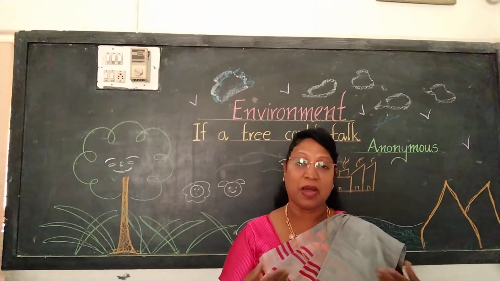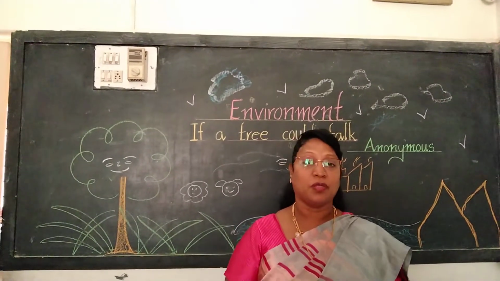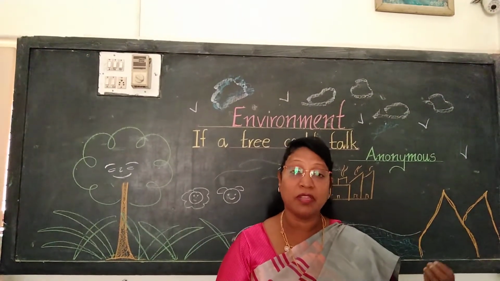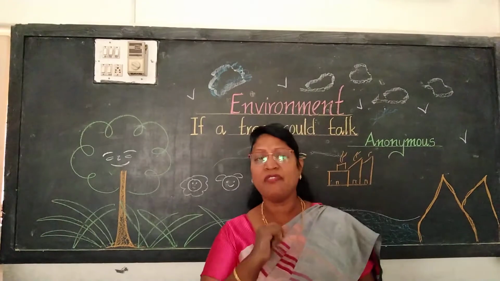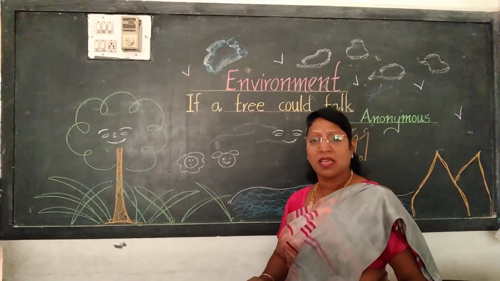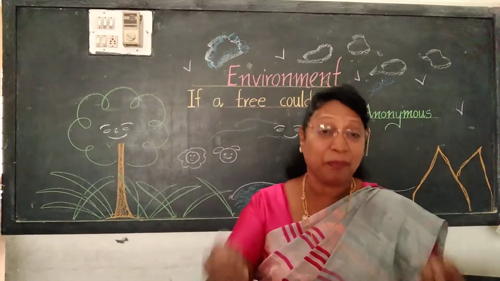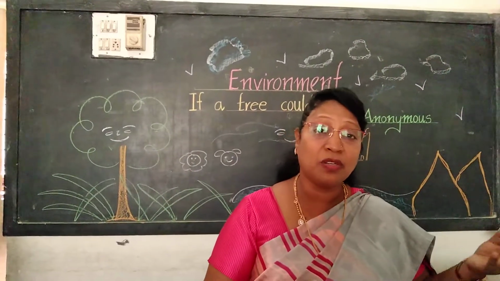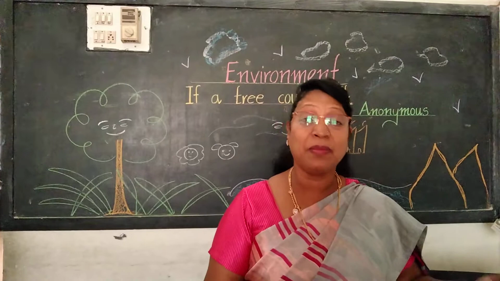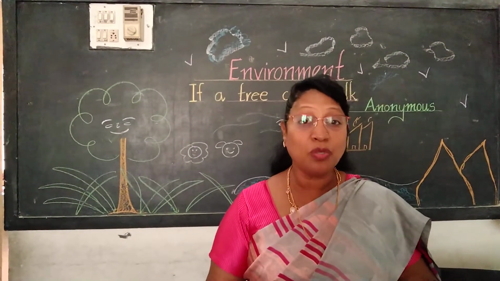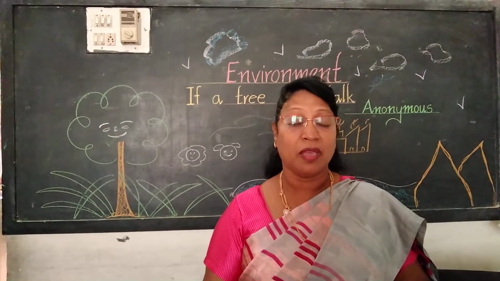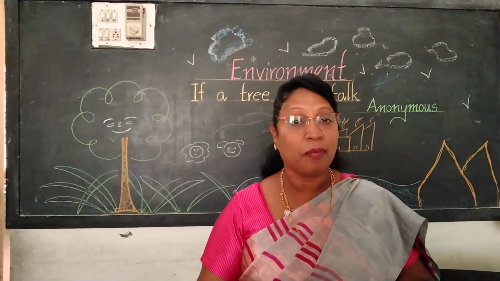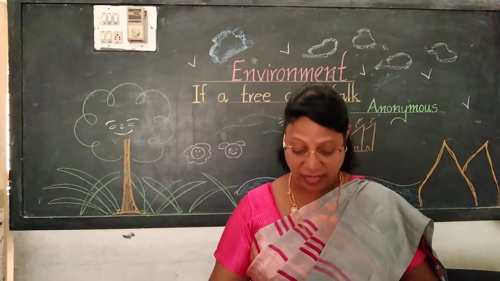We don't care, we have a bath there, we use soaps there, we do everything. We pollute even that water. So if a river could talk, what will it say? It would say, please don't dump trash, don't dump your waste into the water. I'm getting dirty. Don't do it. You need me. But we people are yet not able to understand that.